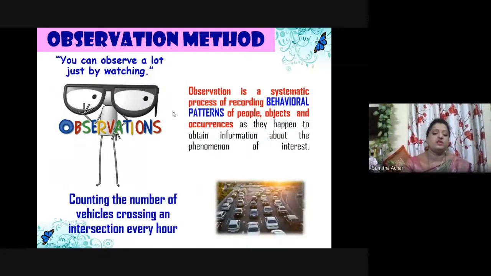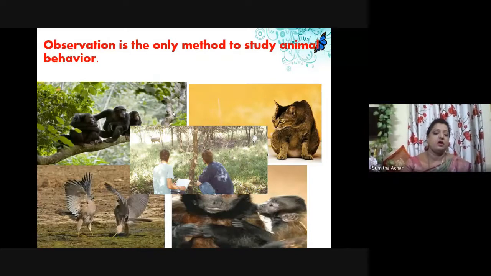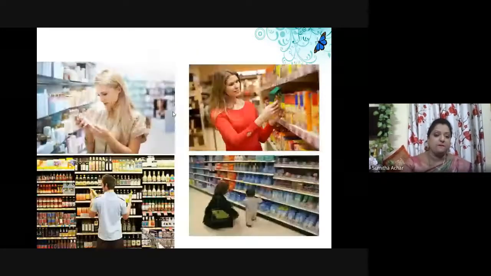Observation methods are used widely in marketing research, or whenever you want to study animal behavior or children's behavior. Let's say I'm manufacturing nappy diapers for children. Can I prepare a questionnaire and ask children how they feel wearing them? It's practically not possible. So in those cases, you observe the children for a certain period of time and then record the responses. This is also an observation method.